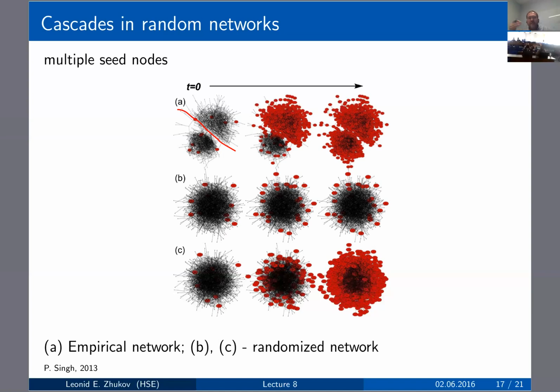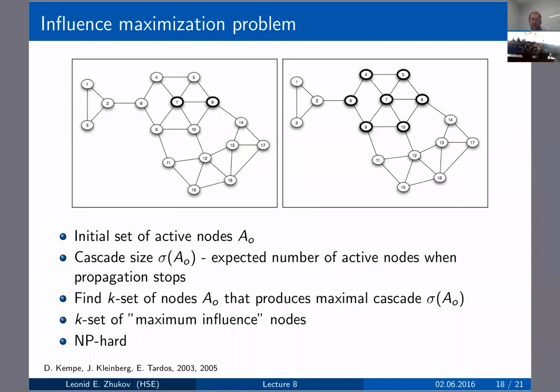On the case C, it propagates and covers the entire network. And so those networks and the propagation factors depend on the network structure. So the model we just saw allows us to formulate a precise mathematical question, which is called the influence maximization problem.